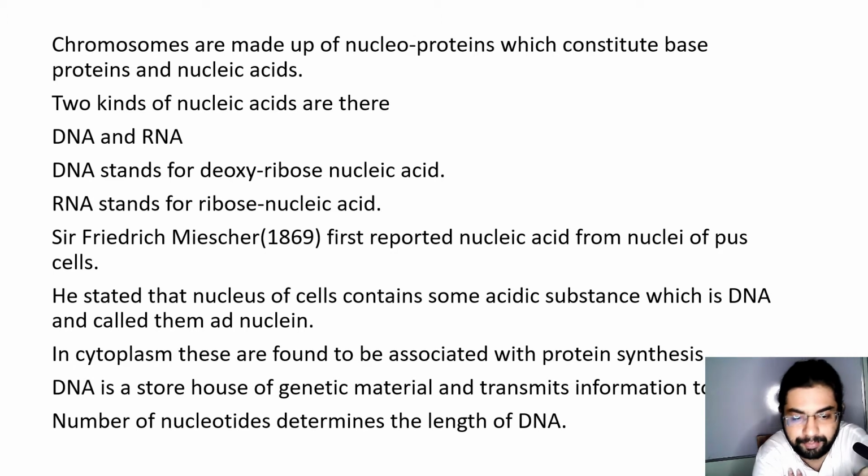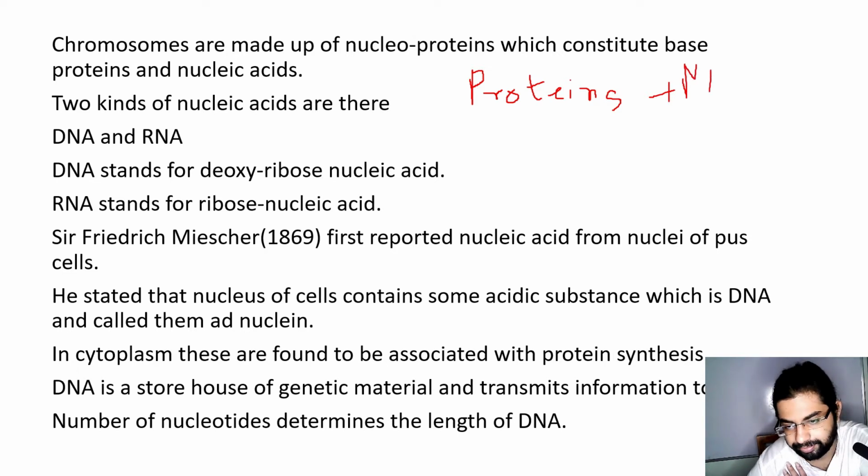So to begin with, it is important to know chromosomes. What are chromosomes and what are they made up of? Chromosomes are made up of nucleoproteins, which constitute basic proteins and nucleic acid. So chromosomes are made up of proteins plus nucleic acid. NA stands for nucleic acid. Two kinds of nucleic acids are there, DNA and RNA. DNA stands for deoxyribose nucleic acid, whereas RNA stands for ribose nucleic acid.